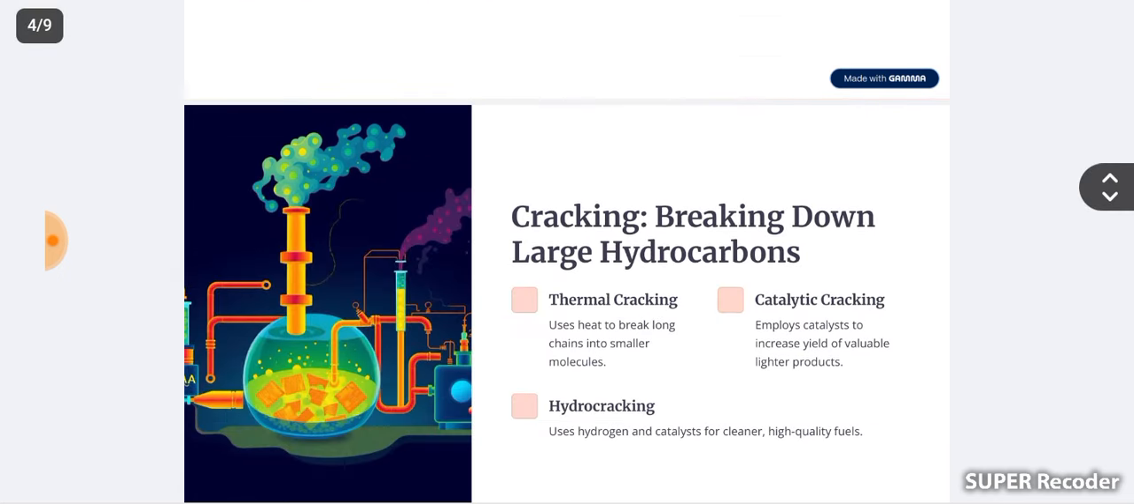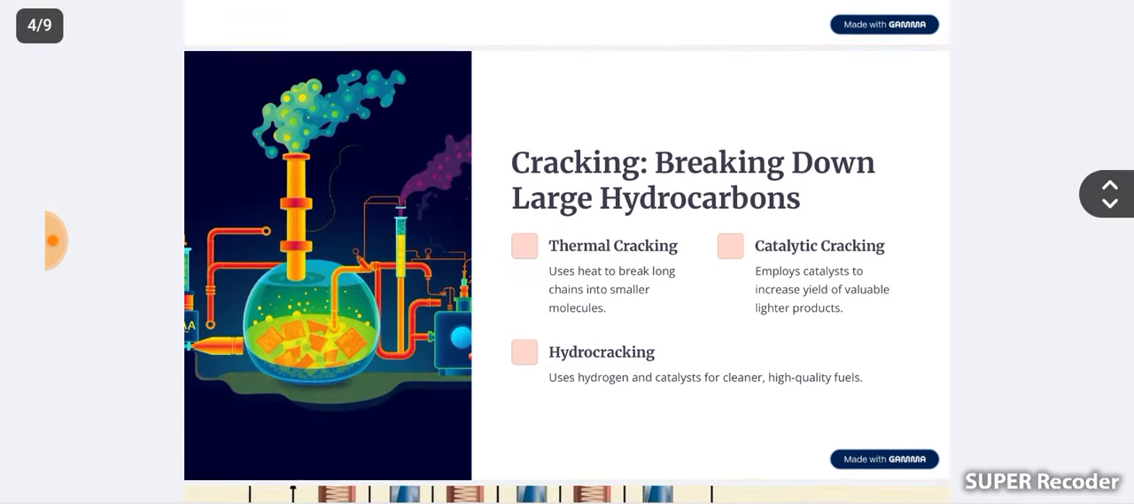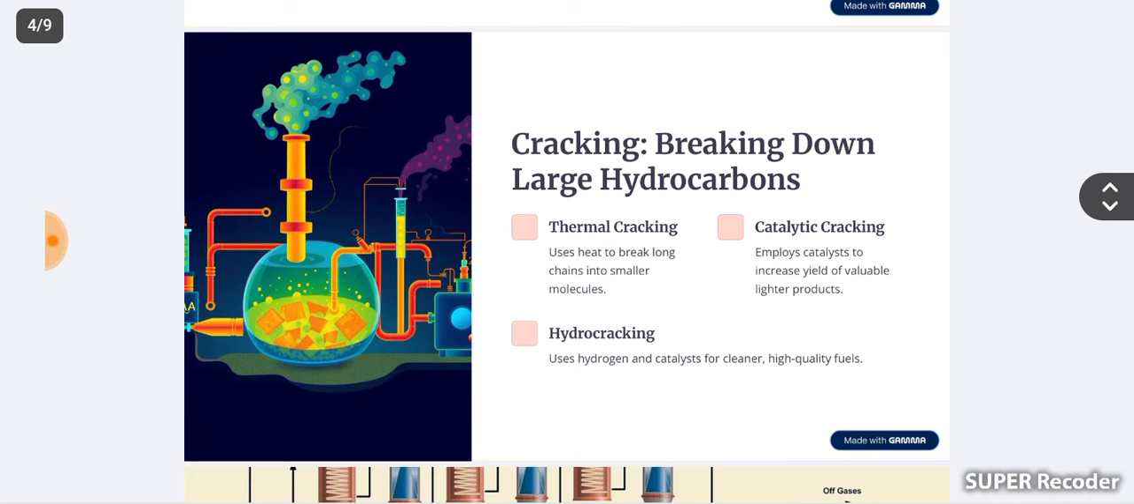Then after that comes cracking, breaking down the large hydrocarbons: thermal cracking, catalytic cracking, and hydrocracking. Hydrocracking uses hydrogen and a catalyst for cleaner, high quality fuels. Thermal cracking uses heat to break down the chains into smaller molecules, and catalytic cracking employs a catalyst to increase the yield of valuable lighter products.